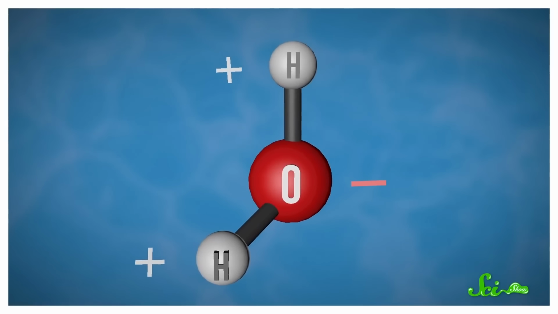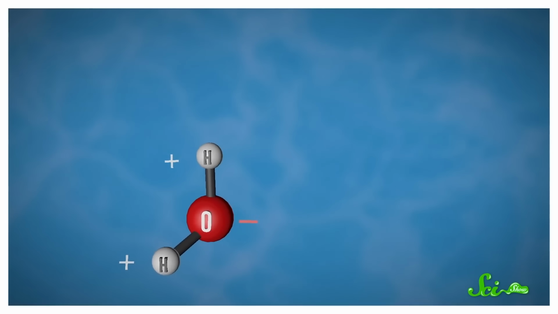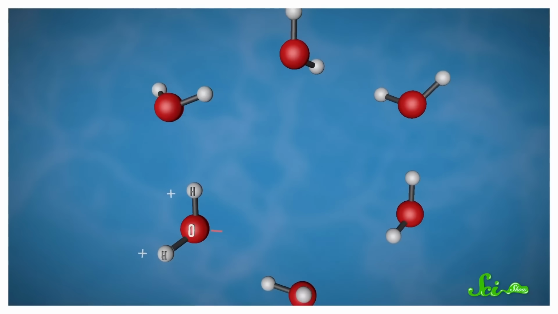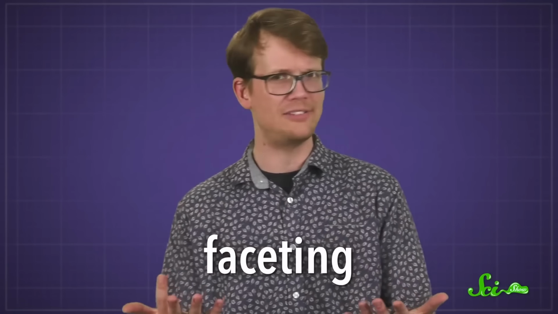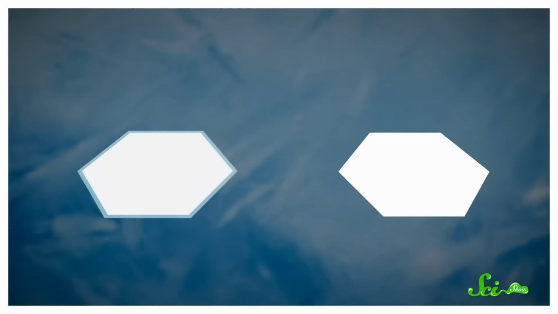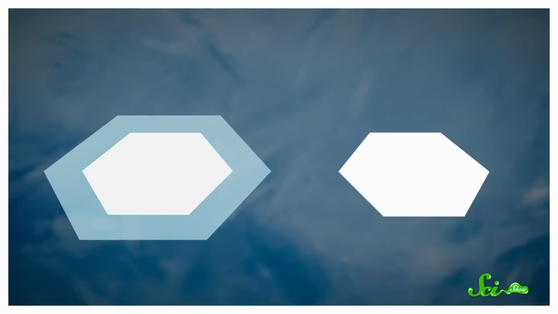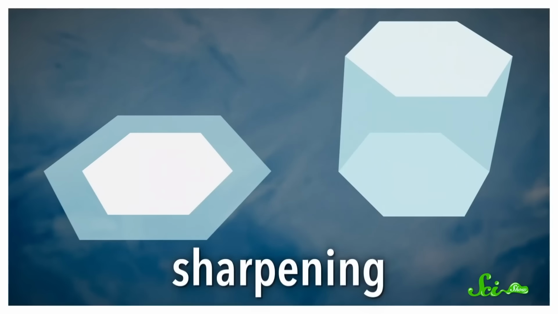This means that when water molecules come together to form a solid, they will line up so as to match positive and negative charges, oxygen to hydrogen, which naturally lends itself to a hexagonal shape as all the bonds align. This feature of crystal growth, where the availability of chemical bonds dictates the larger structure, is known as faceting. Depending on the conditions, water molecules might grab the edge of the hexagon more easily, making a thin plate, or the face, meaning it will grow into a column. This odd effect is known as sharpening.